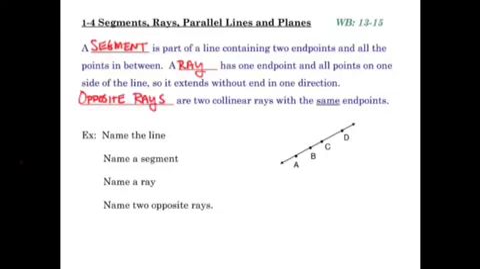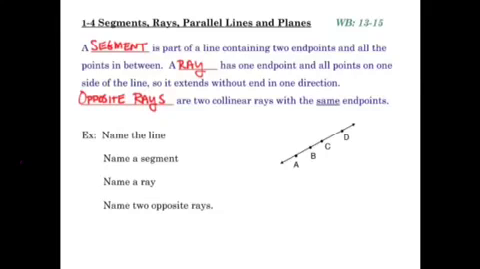A ray has one endpoint and points in one direction. We talk about sun rays, right? They start at the sun and go in one direction out from the sun. And then opposite rays are two collinear rays that have the same endpoint.